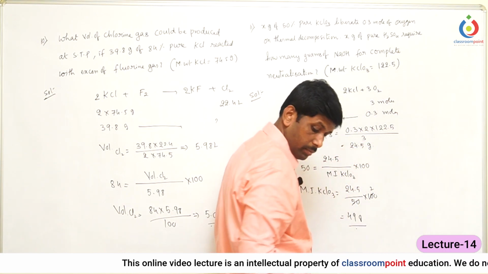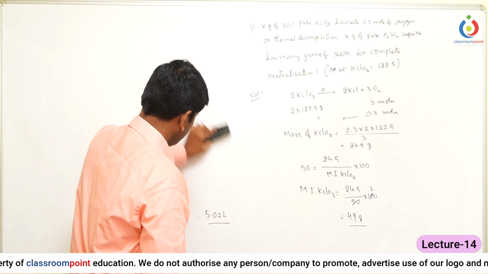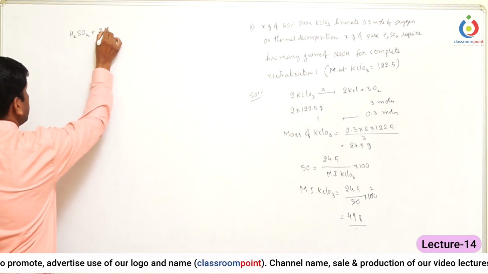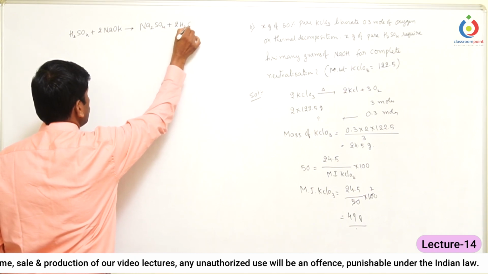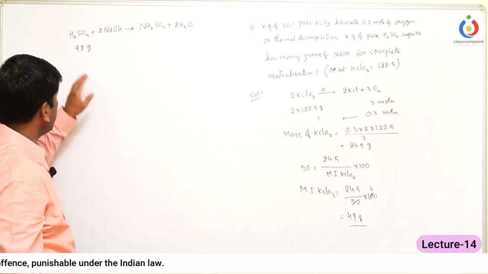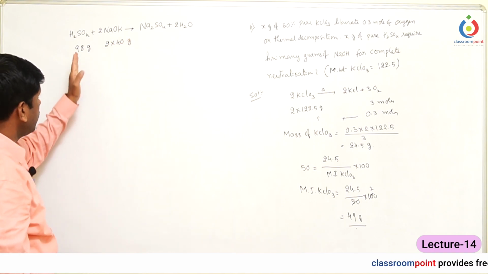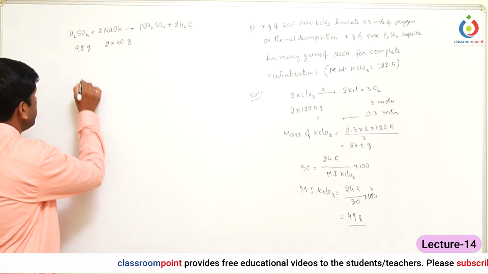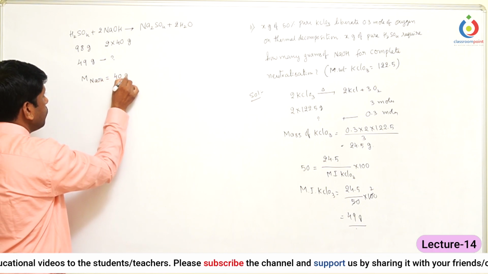So let's write down that reaction also. H2SO4 on reaction with NaOH will produce Na2SO4 plus 2H2O. Look at this side, molecular mass of H2SO4 is 98 grams. So 98 grams means 1 mole reacts with 2 moles. 2 moles means 2 into 40 grams is the molecular mass of the NaOH. 98 grams of sulfuric acid requires 2 into 40 grams, means 80 grams of sodium hydroxide. But how many grams of sulfuric acid is participating here? 49 grams requires how much? That means mass of NaOH required equals only 40 grams.